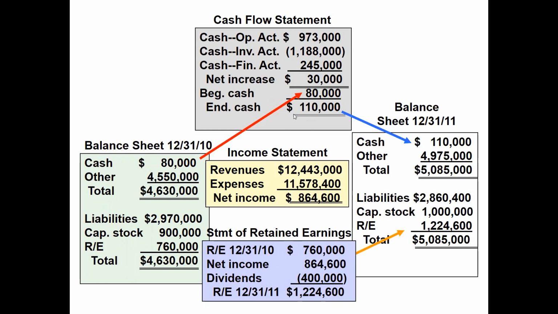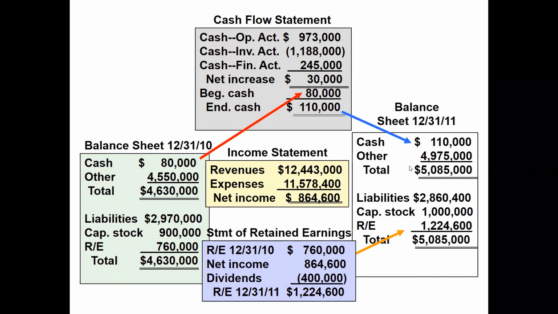So let's see the income statement. In the income statement, we have revenue of 12,443,000. And then we have expenses that we incurred during our operation. So when you less the expenses from the revenue, that gives us our net income, which is 864,000.